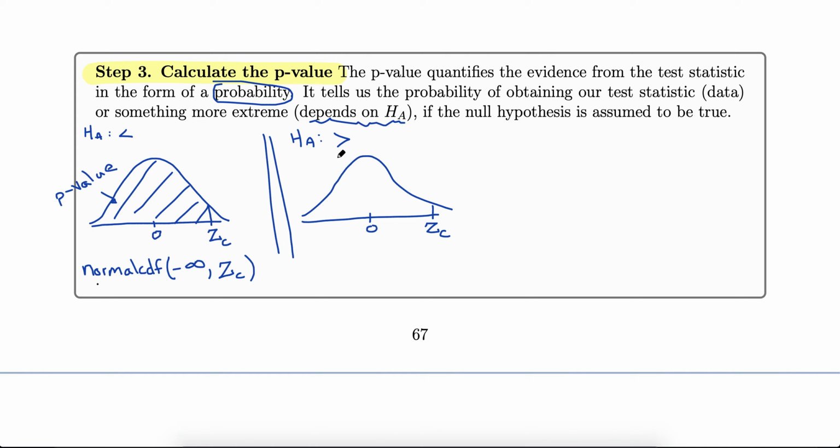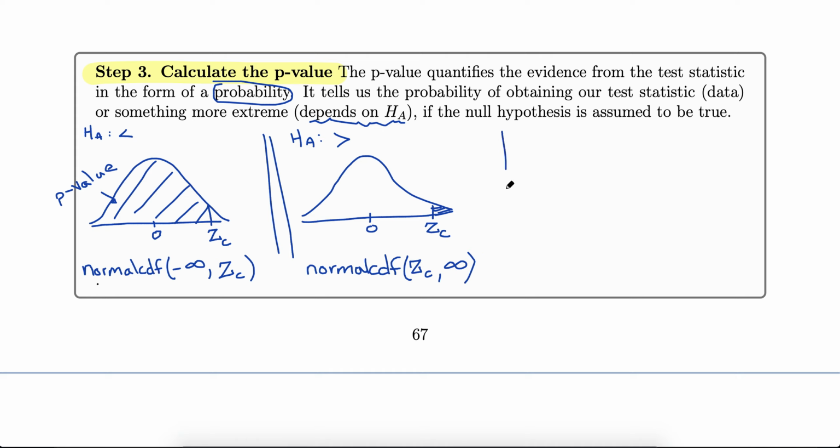HA is greater than, so I want to find the probability of seeing my data, or more extreme, and the "or more extreme" part means greater than, or above, my test statistic. Again, we know how to find that on our calculator, normal CDF. And please humor me and draw these pictures when you're working on your problem. So normal CDF, our test statistic, out to your favorite big number for positive infinity.